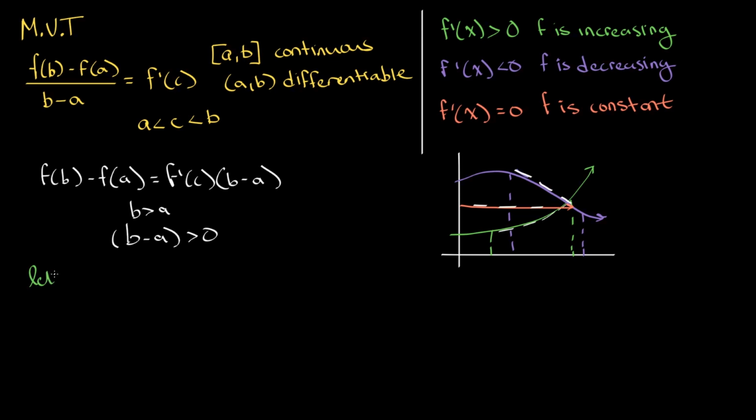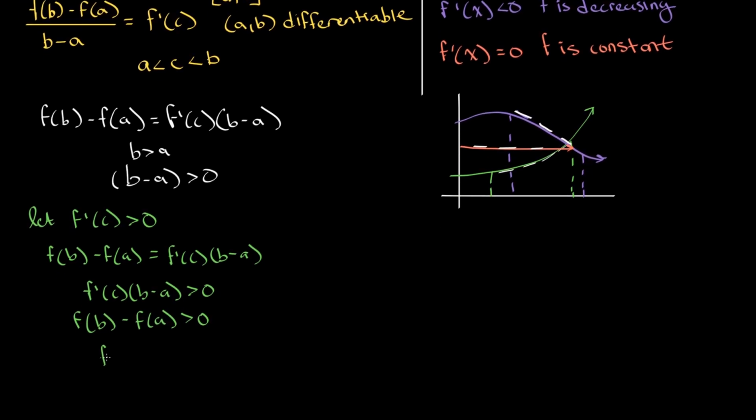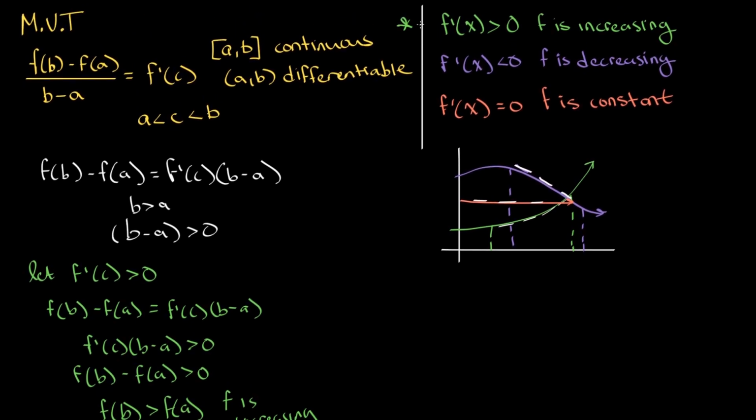Okay, so now we can go through all these facts. First, let's let f prime of c be positive, and rewriting this now, we have f of b minus f of a is equal to f prime of c times b minus a. And now we're saying this whole right-hand side is positive. So we're saying that f prime of c times b minus a, this whole thing is positive. And therefore, f of b minus f of a is also positive. So then we can just add f of a, and we're left with f of b is greater than f of a. And what this is saying is that f is increasing. Our function is increasing when our derivative is positive for this interval. And that is exactly what we've seen in practice in earlier videos, but you can see it's proven through the mean value theorem.